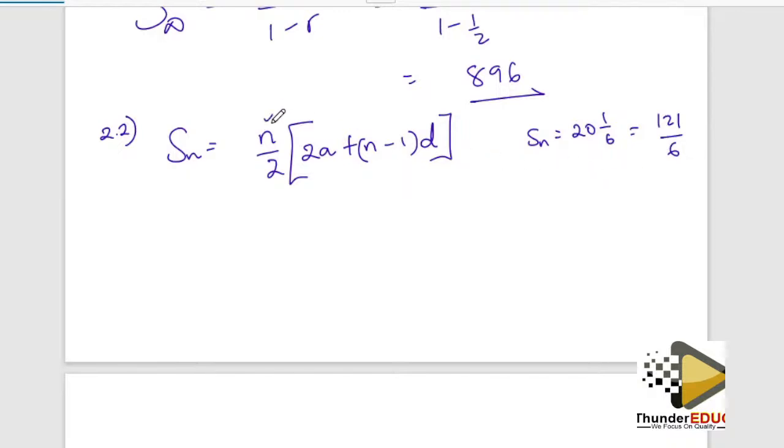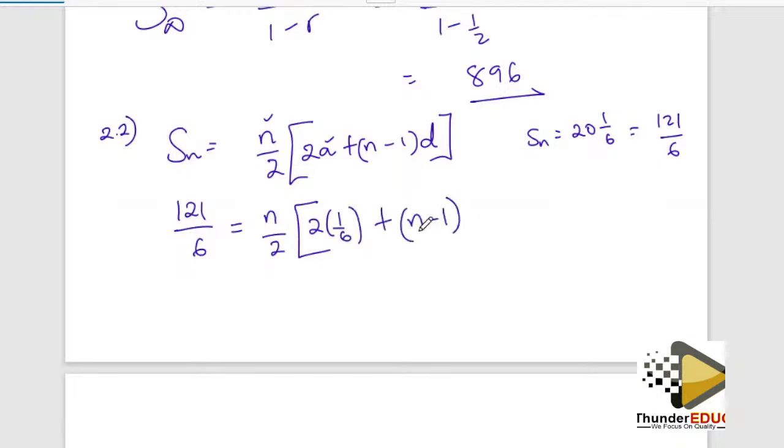Do we know the n? We don't know the n. That's what we're looking for. We know a, we know d. Then we're good to go. So it's going to be 121 over 6 is equal to n over 2, open brackets 2 times our first term, which was 1 over 6, plus n minus 1, our common difference is 1 over 3.